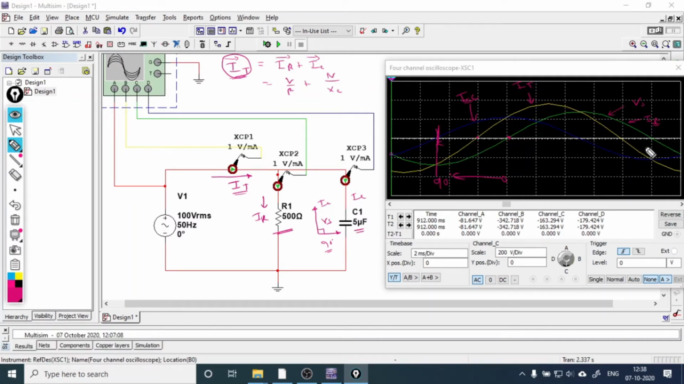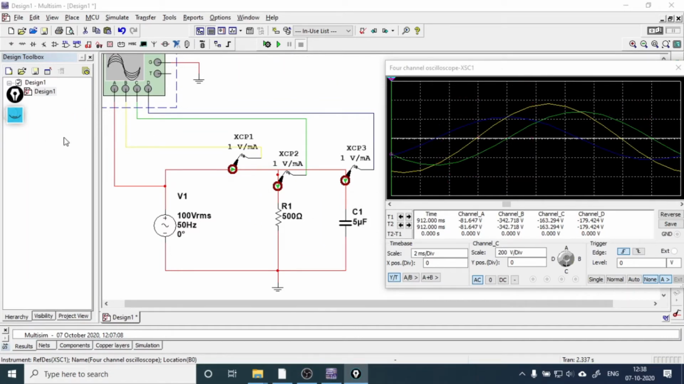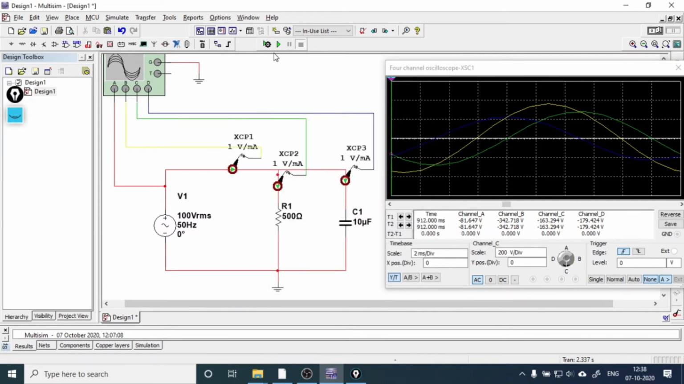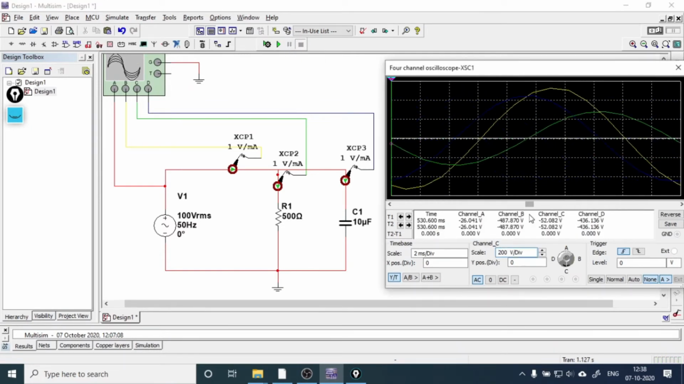yellow waveform. If I change the magnitude of any of this quantity R or C, as per the change in these quantities, the current of IC or IR will change, and accordingly the total current will change. What I'll do now, I'll change the value of this capacitance. Instead of 5 microfarad, I'll double click it, open it and make it let's say 10 microfarad and run this simulation again. Stop and we will observe the waveform.